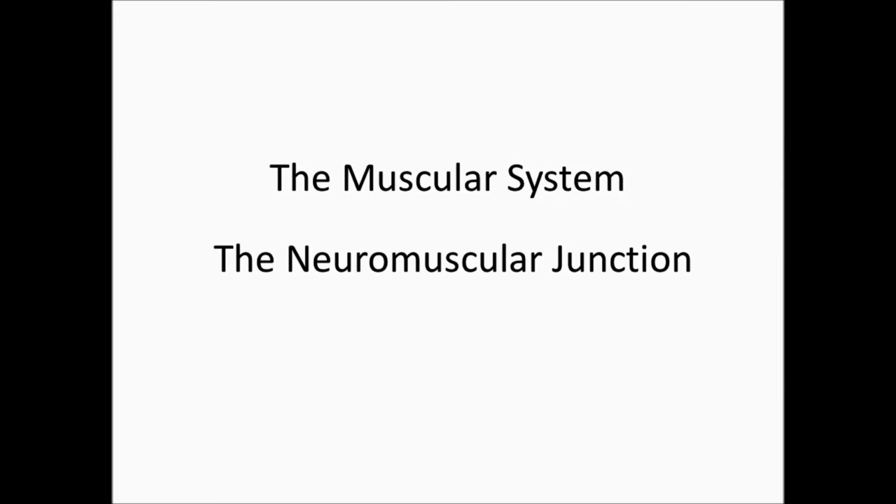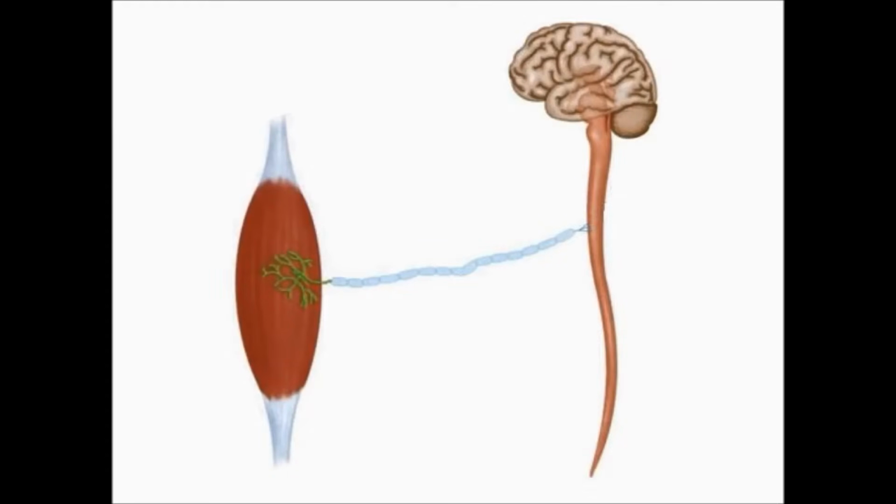In this lecture, we're going to discuss the neuromuscular junction. In order to do that, we have to remember what makes muscle tissue unique compared to all the other tissues. What makes muscle tissue unique is that it has the ability to contract or shorten in length when stimulated by an electrical impulse, known as an action potential.